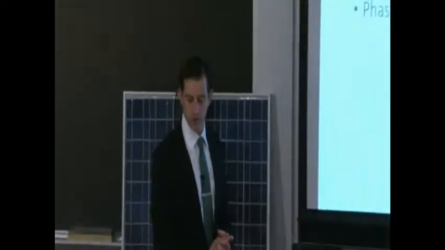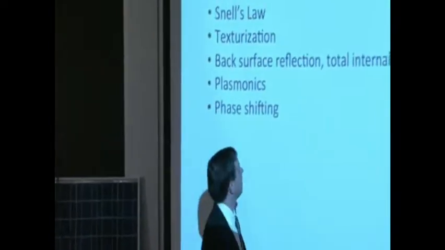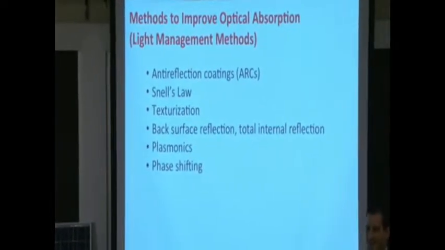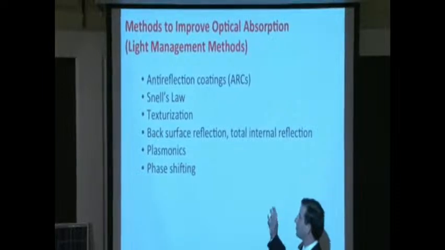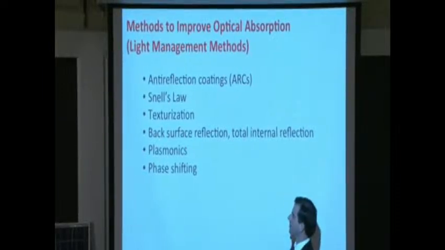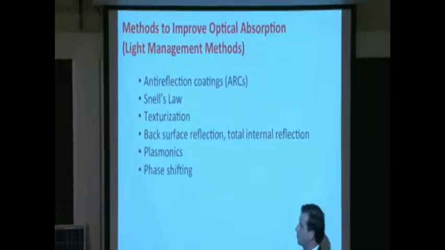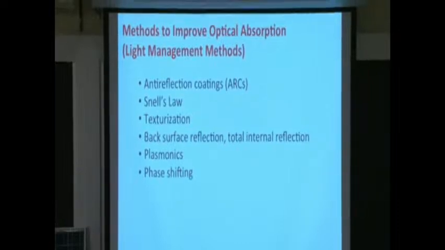So, methods to improve optical absorption. Generally, these are called light trapping. Not all of these entail trapping the light. Actually, most of them do. We also call them light management as a more general term, that includes reflection and absorption inside of the material.